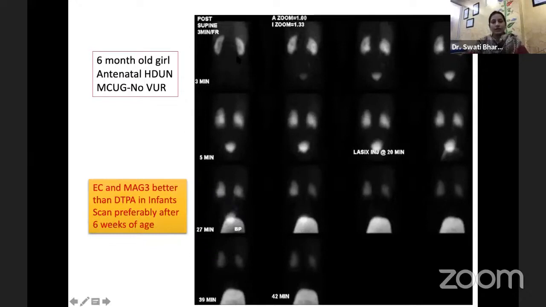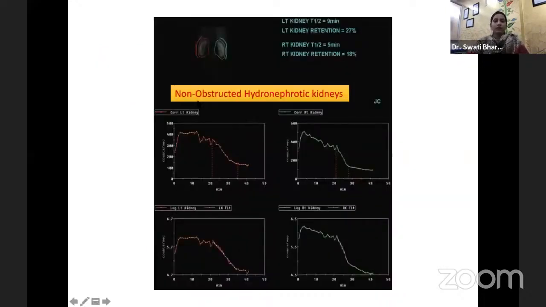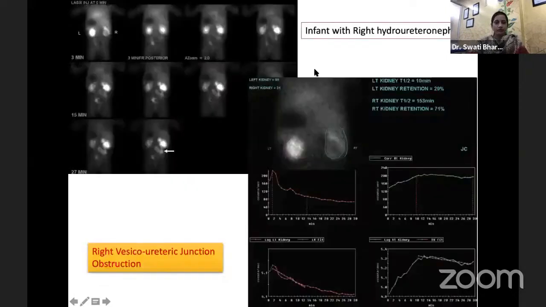So in this scan, you can see both the kidneys, the uptake is preserved and the drainage is also by 42 minutes. Both the kidneys are drained appreciably well. Lasix was given at 20 minutes. So here we have non-obstructed hydronephrotic kidneys. The drainage curves also show for both the kidneys there is non-obstructive drainage, and drainage T-half is 9 minutes and 5 minutes, which is less than 10 minutes.